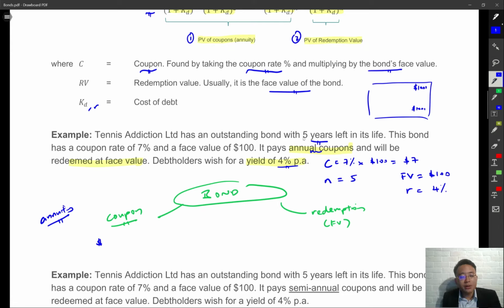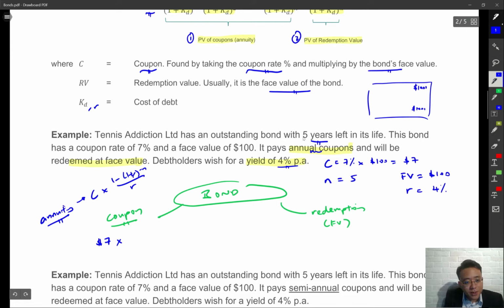$7 as coupon, $7 for 5 years. 7, 7, 7, 7, 7. That is an annuity. So I'll just take $7 and multiply it by the annuity formula. The annuity formula is the coupon multiplied by 1 minus 1 plus R to the power minus N, over R.